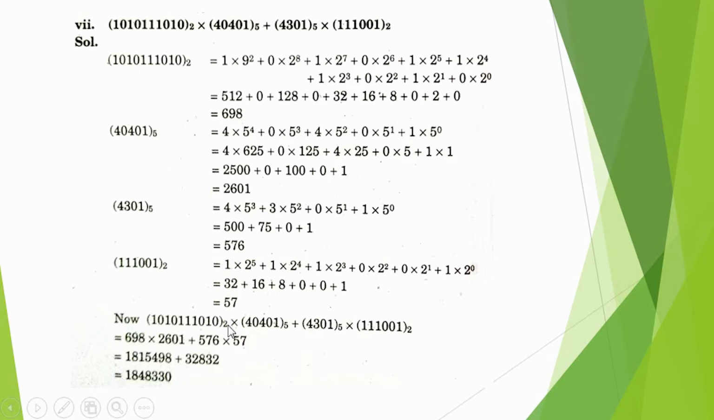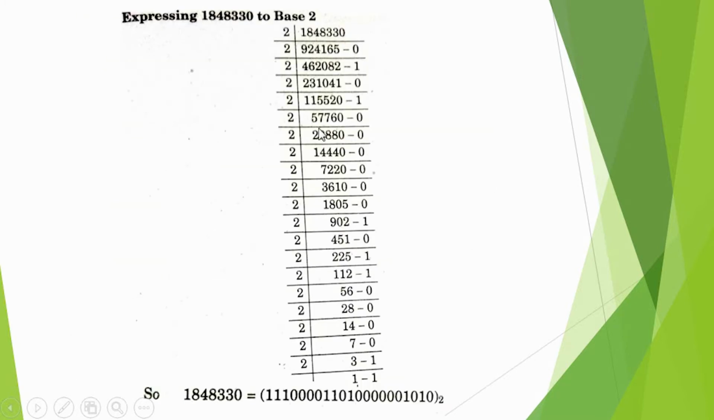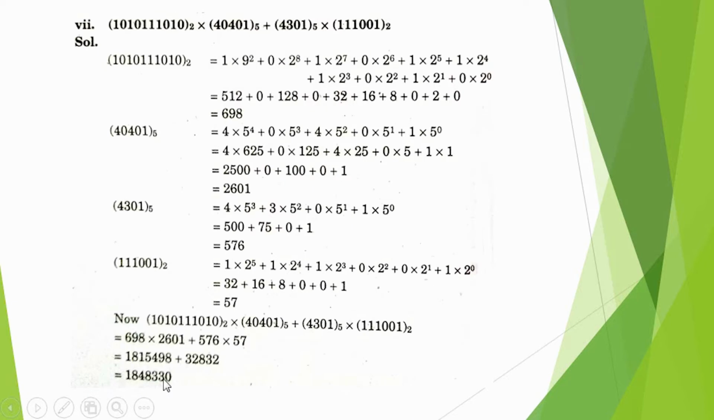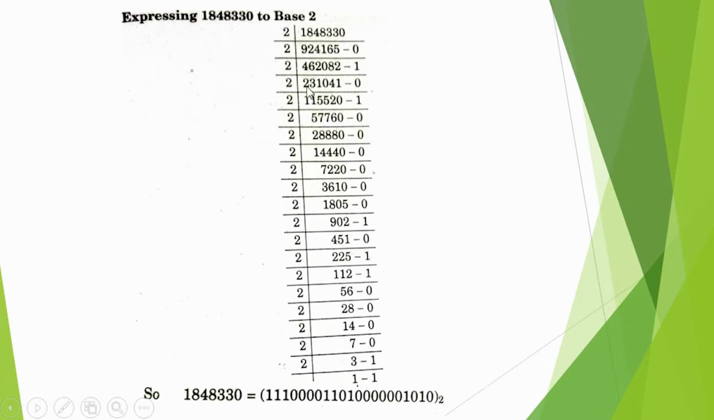Now 1 0 1 0 1 1 1 0 1 0 base 2 multiply 4 0 4 0 1 base 5 plus 4 3 0 1 base 5 multiply 1 1 1 0 0 1 base 2. Now we multiply these values: 1 8 1 5 4 9 8 plus 3 2 8 3 2. Now we add these values, 1 8 4 8 3 3 0 comes. Now we convert this value in binary number.